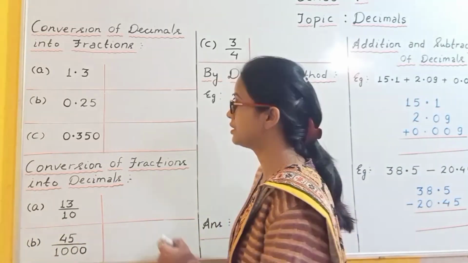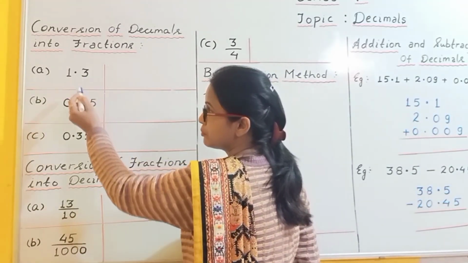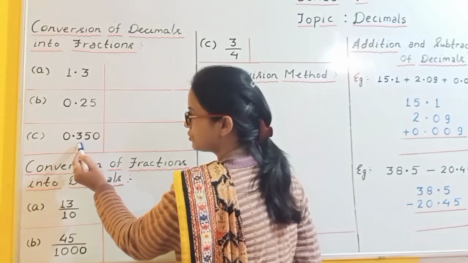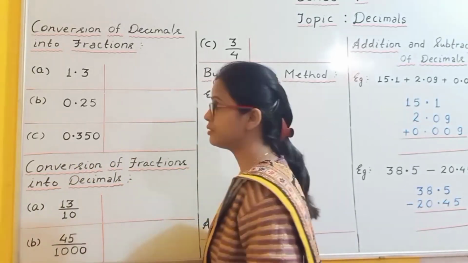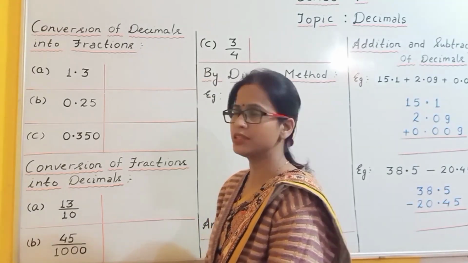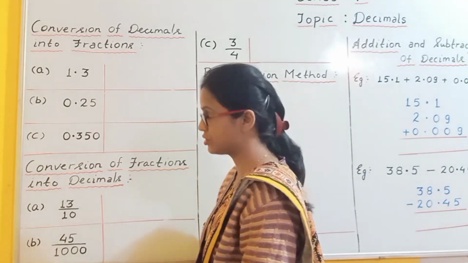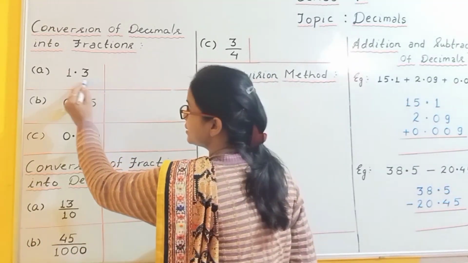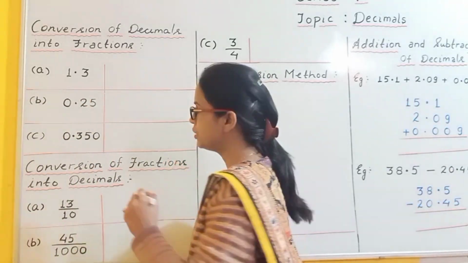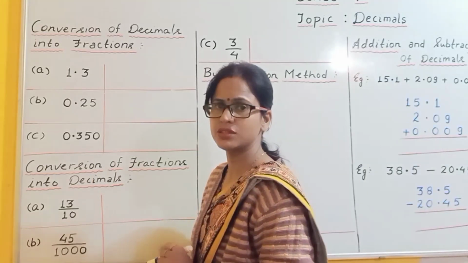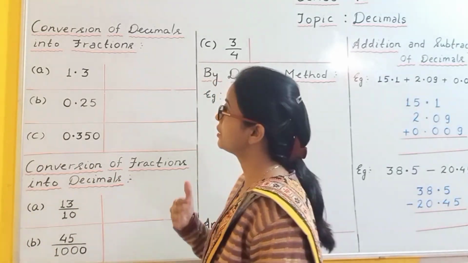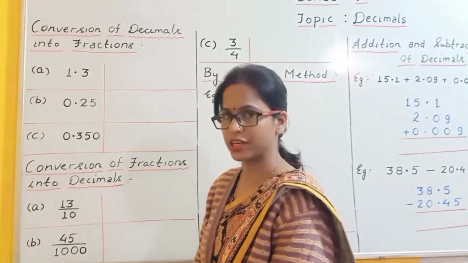For this, children, I have written a few examples: 1.3, 0.25, 0.350. Before explaining, let me tell you the number of decimal places in all three examples. As you know, here the number of decimal places is 1, here 2, and here 3. I am telling this because it is very important in conversion of decimals into fractions.